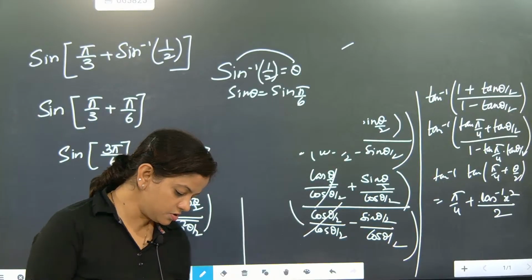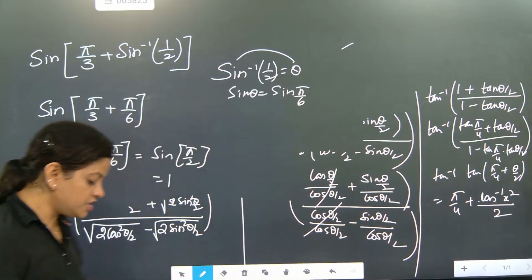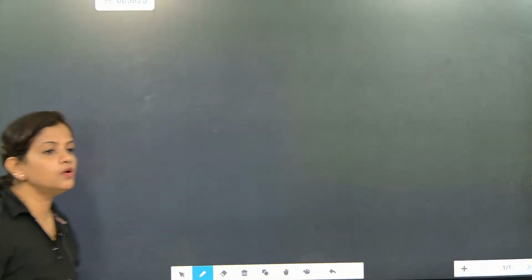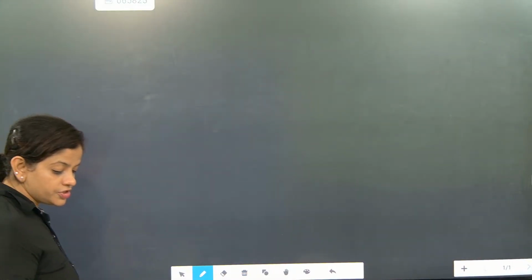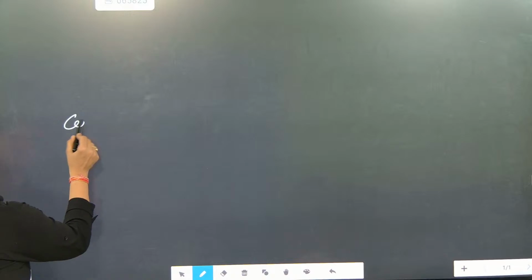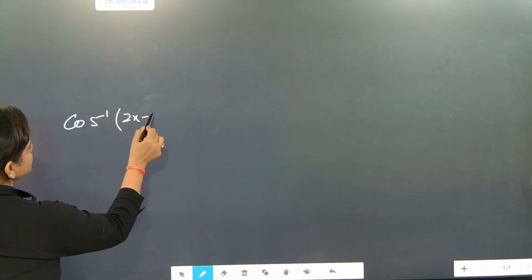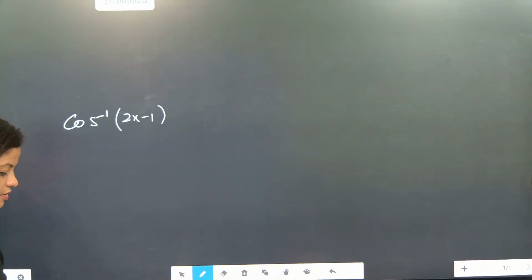Good evening, beta. Just a little bit busy. See, look here. Again and again I'm telling you, domain related questions must be done. Find the domain of cos inverse of 2x minus 1. Come on, go for it.